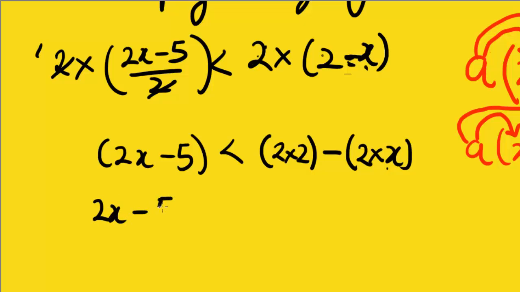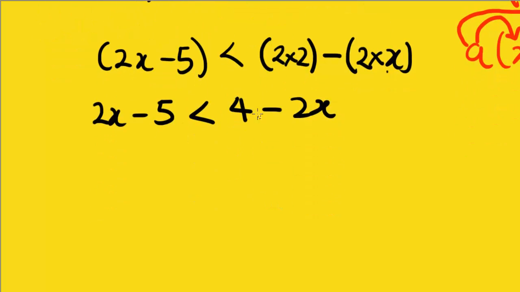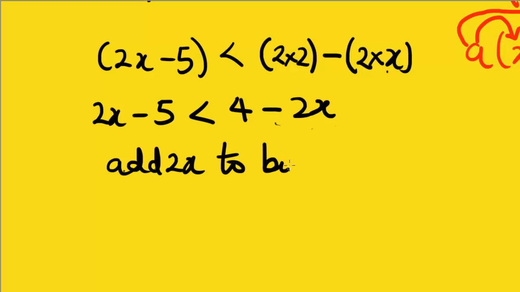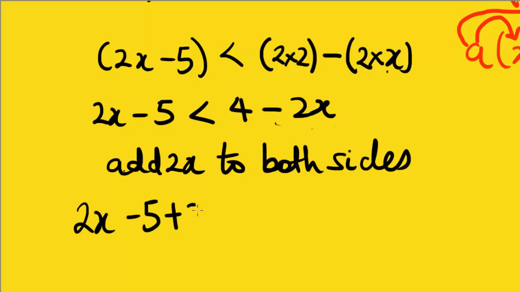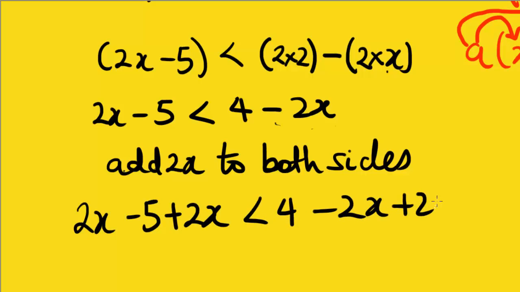So we now have, I should drop the brackets here, 2x minus 5 less than 2 times 2 is 4 minus 2 times x is 2x. So I'm going to bring all the x's to one side. So I'm going to add 2x to both sides to get rid of the minus 2x here. Again, you can see I'm doing the same thing to both sides. So it's 2x minus 5 plus 2x less than 4 plus, minus 2x plus 2x.